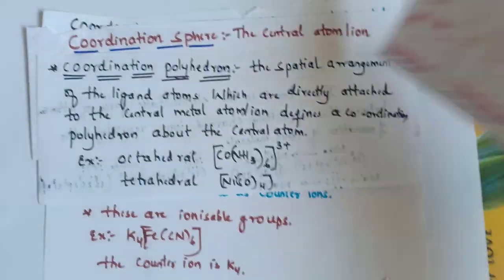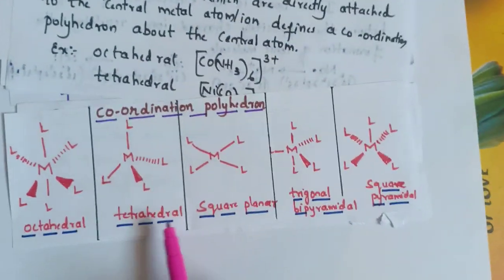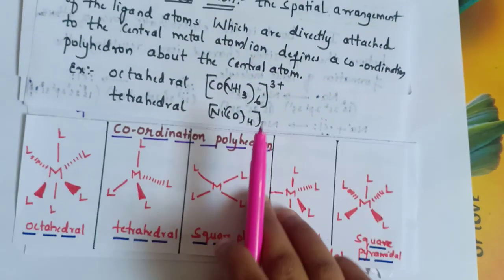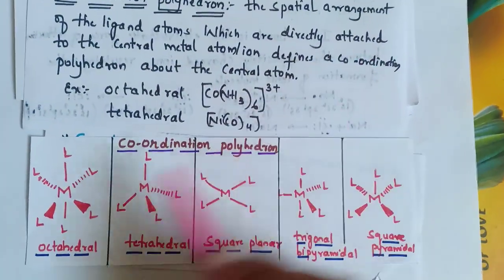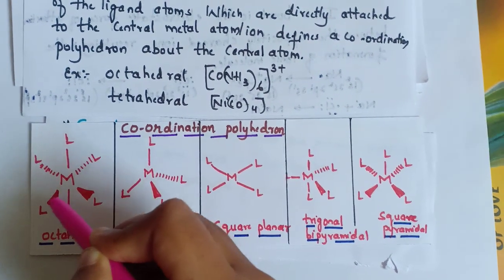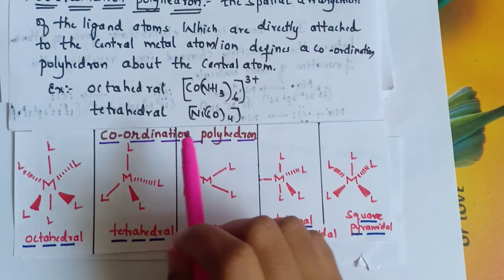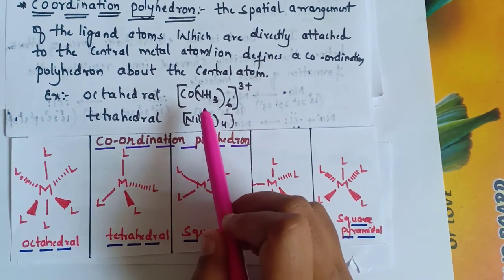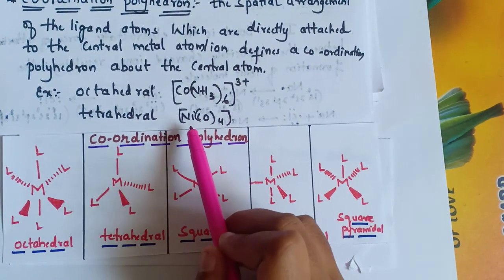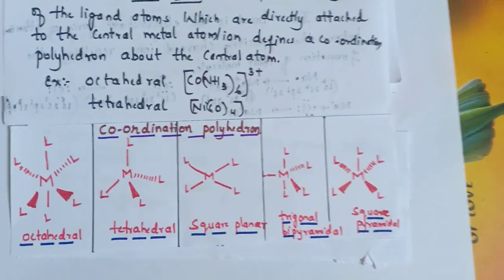I will just show the geometry. Here it is octahedral shape and it is tetrahedral. It can also be square planar, trigonal bipyramidal, square pyramidal. It is the spatial arrangement of ligands. Here the central metal atom is present and the ligands are present around the central metal atom. So an octahedral complex example is [Co(NH3)6] and a tetrahedral complex is [Ni(CO)4]. These are the shapes.